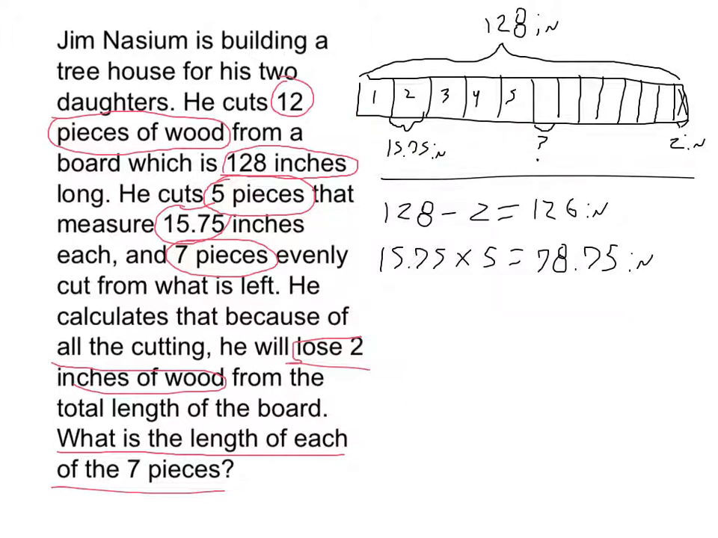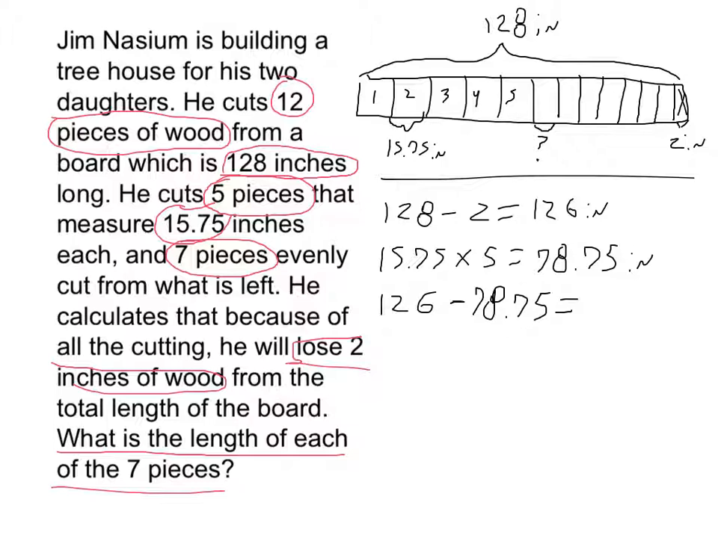The next thing that we need to do is figure out how long this section of wood is going to be, and from there it's pretty easy. So to do this, all we have to do is a little subtraction. We're going to take the total length of the board minus the length of the 5 sections right here, and that problem is going to look just like this. It's just going to look like 126 minus 78.75.